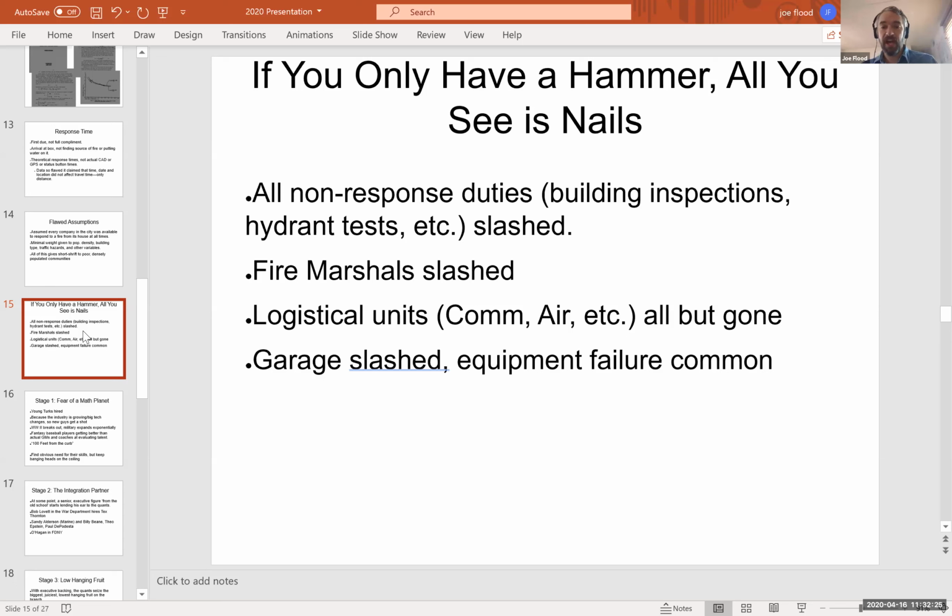Fire marshals were slashed. Logistical units, communications, air tank refills, all these sorts of things, also completely slashed. Equipment budgets were cut too. The fire department's main garage mechanic shop was in Queens, and they used to call it Red Square, because there were so many idle pieces of apparatus sitting there in this massive parking lot, not being used because of such a backlog.